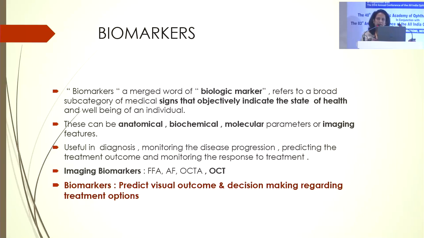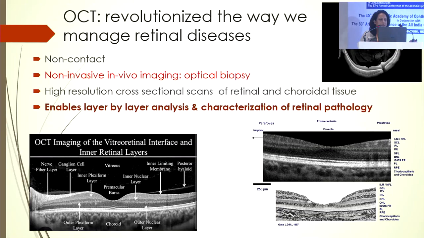There could be various biomarkers like anatomical, chemical, molecular, and imaging. We're going to talk about the imaging biomarkers. We've already discussed FFA, autofluorescence. OCT is what we're going to go to next. Biomarkers are important because these are very easily acquired and help us predict the visual outcome and help us in decision making regarding the treatment options, because we have a whole plethora of treatment options available at our disposal these days. OCT, we all know, has revolutionized the way we treat retinal diseases.